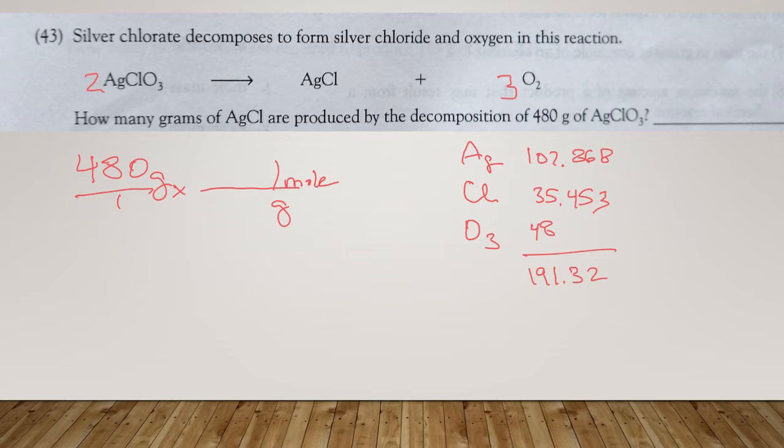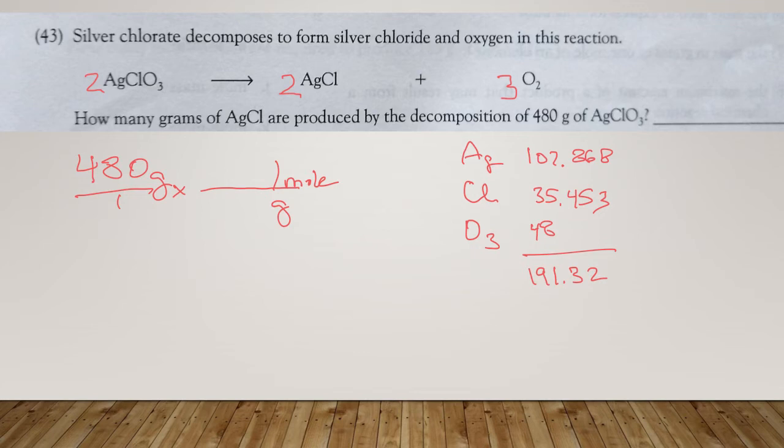Yay! Now I need to look at chlorine and silver. I have 2 on the left and 1 on the right. Chlorine as well, 2 on the left, 1 on the right. So if I put a 2 in front of the silver chloride, it looks like it balances. Yippee! Okay, let's look at what it says now. How many grams are produced by the decomposition of 480 grams of silver chlorate?